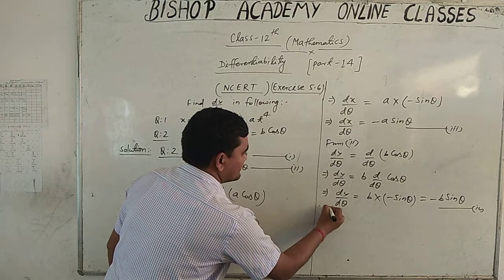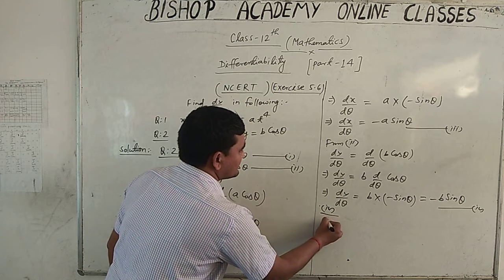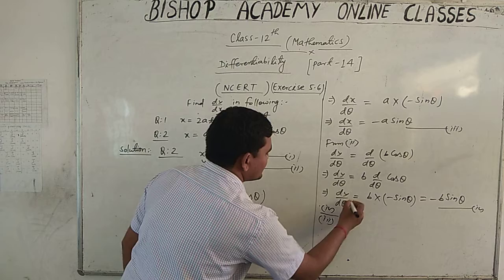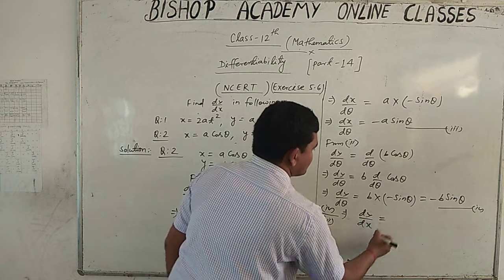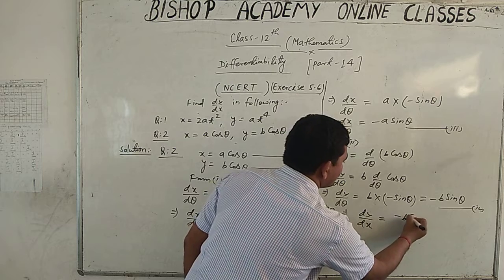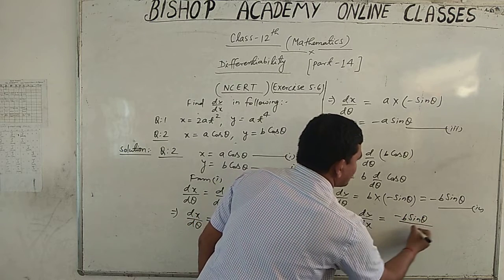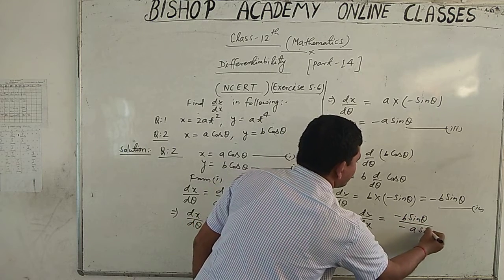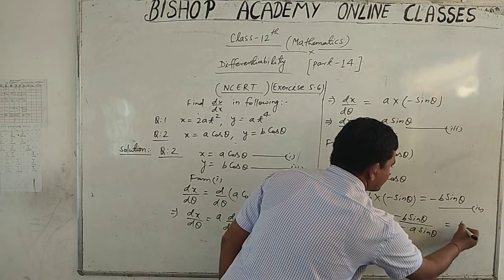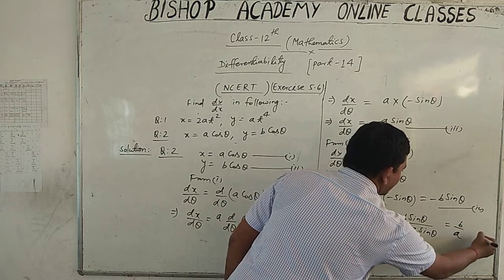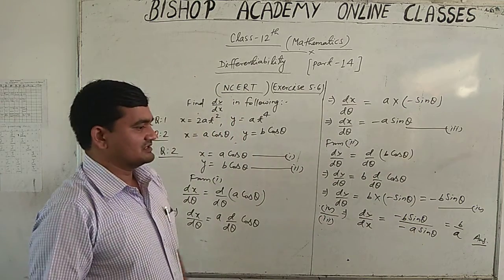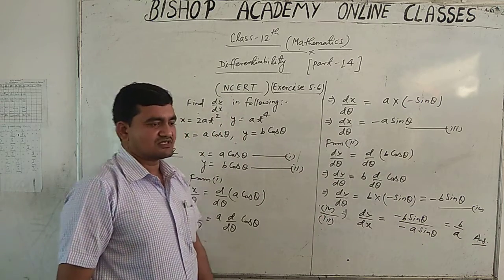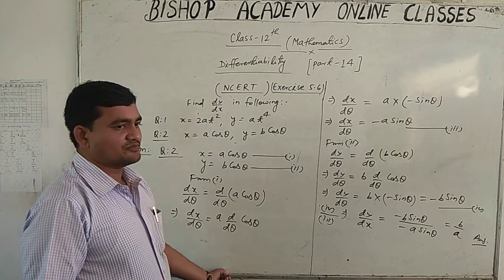Now dividing 4 by 3, we get dy by dx is equal to minus b sin theta upon minus a sin theta. This is equal to b upon a. This is the final answer.